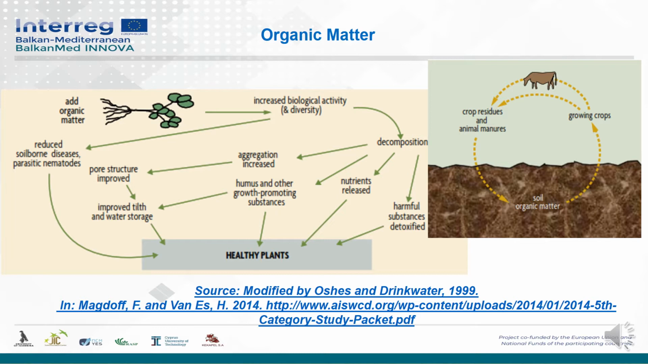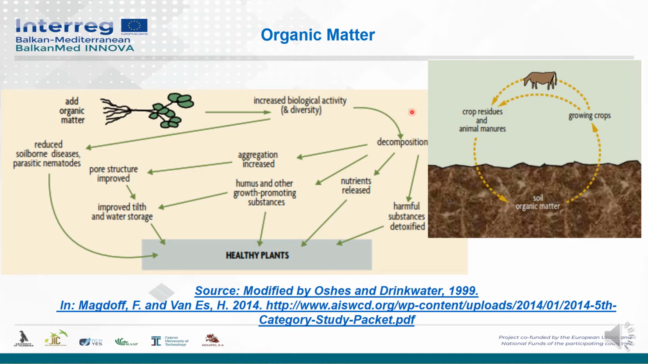Here you have presented in a very schematic way a kind of summary of the benefits of using manure, residues, compost or other organic fertilizer in the soil. So adding organic matter in the soil, as in this case, we would have an increased biological activity and a higher diversity in the soil. This contributes to a healthy soil because we have reduced soil-borne diseases and parasitic nematodes. And soil health means healthy plants and less expense on outside inputs to control or manage especially soil-borne diseases and nematodes.